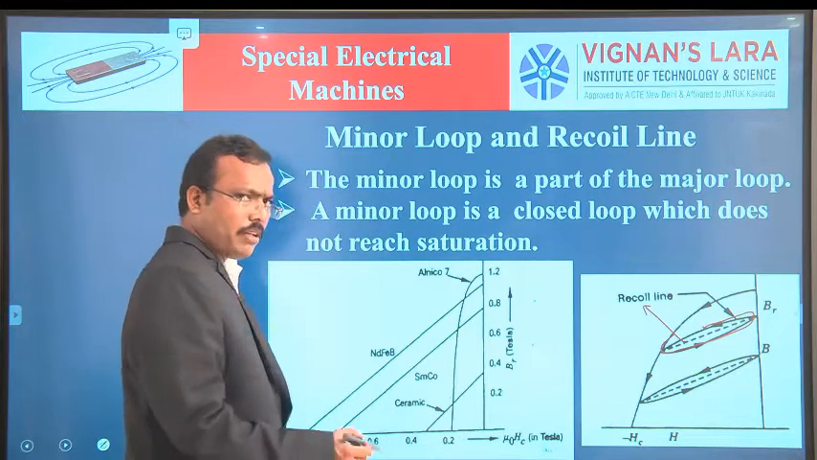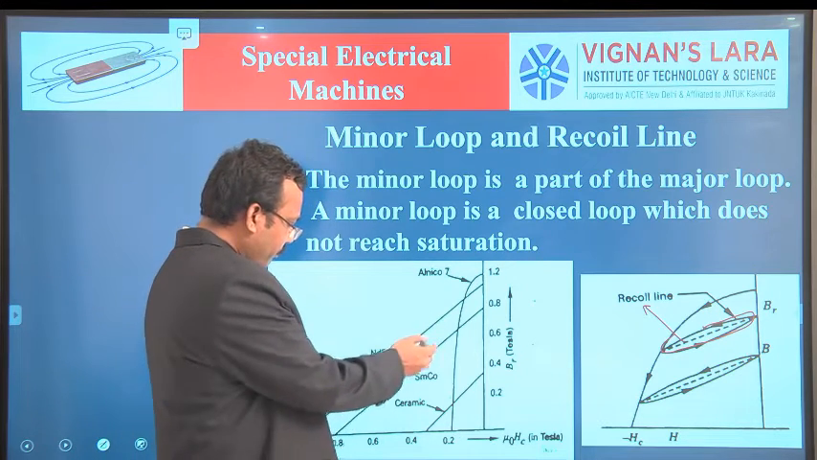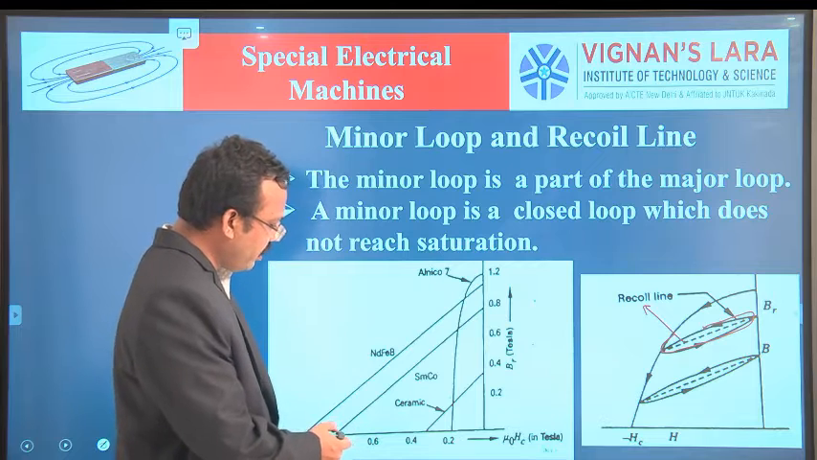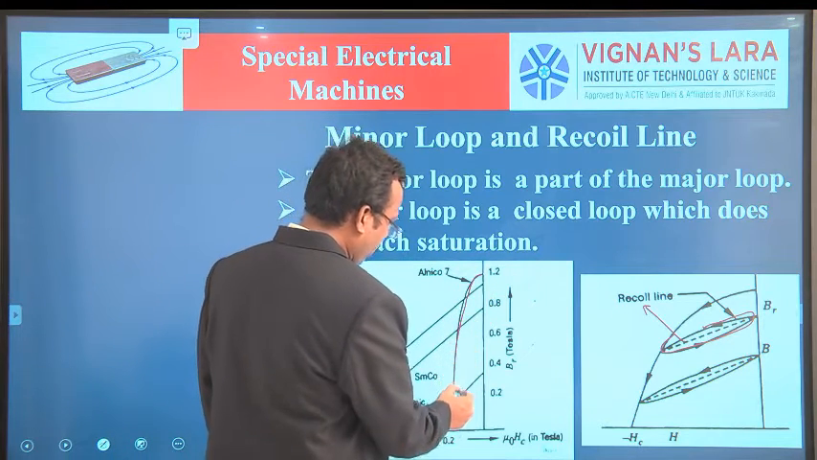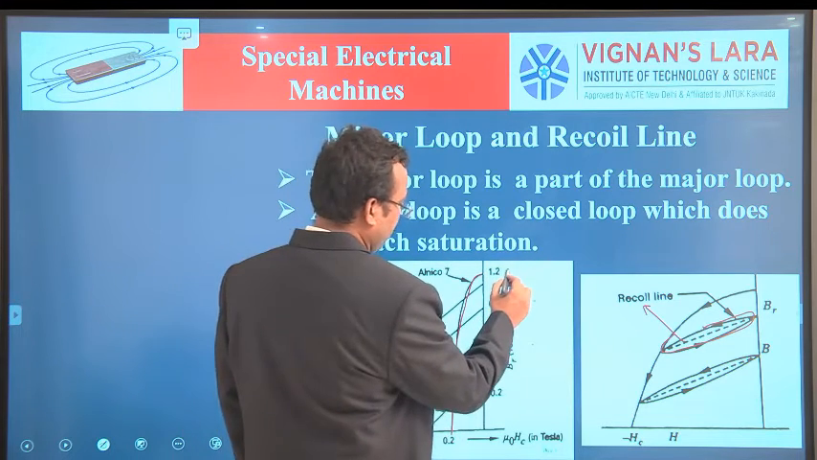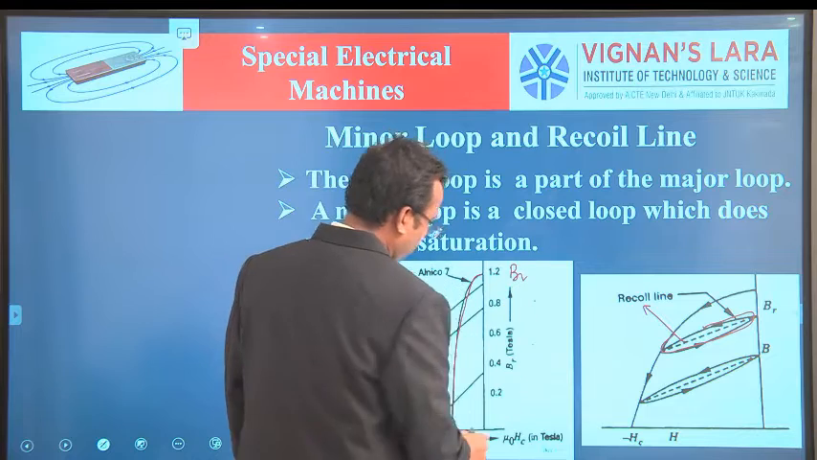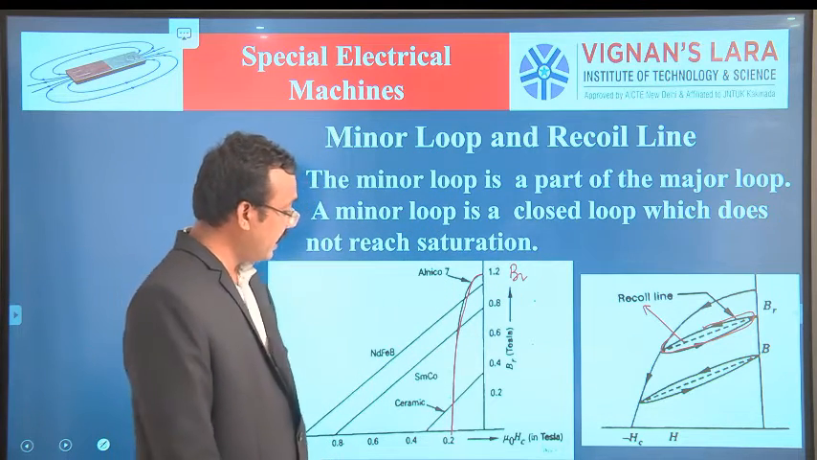So we have the four types of magnetic material we already studied. These are the characteristics of the magnetic materials. The first one is Alnico 7. This has the maximum value of BR and the minimum value of HC.